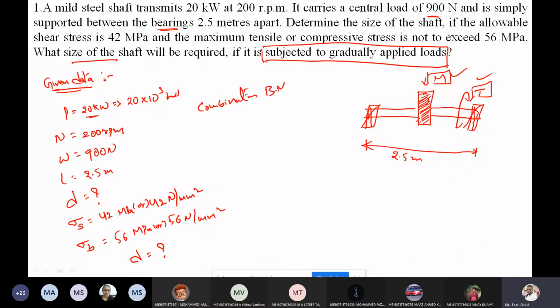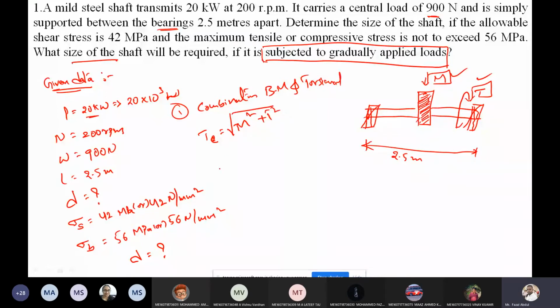So it is subjected to a combination of bending moment and torsion. Like this we need to conclude. Okay, we concluded. After that, what do we need to do? We need to select the equations. What are those equations? We have two equations. The equivalent torque equation: Te is nothing but equivalent torque, that is square root of M square plus T square.